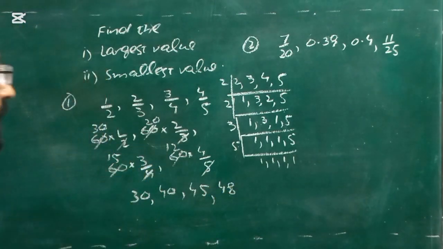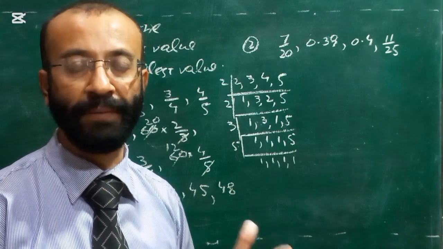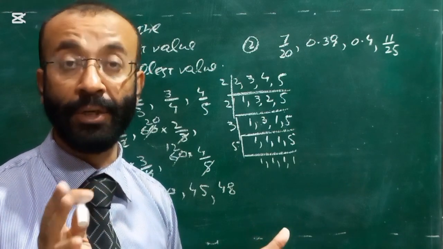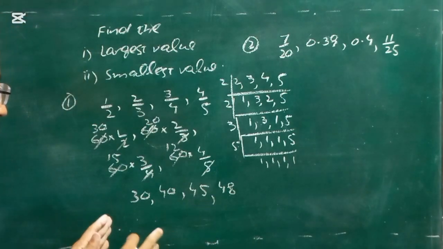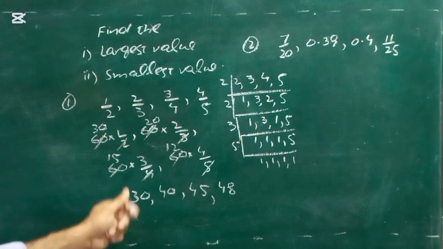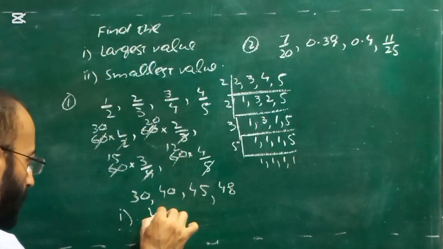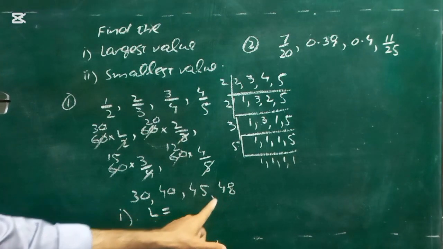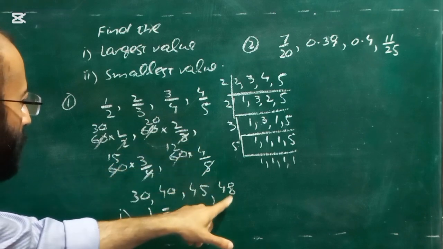So the method to solve these kind of questions to find the largest and smallest, first we will convert the fractions or decimals into whole numbers. So here are the whole numbers now. From here we can check which one is the largest, which one is the smallest. So look now, first requirement was the largest. So the largest is 48. That is actually the fourth value.